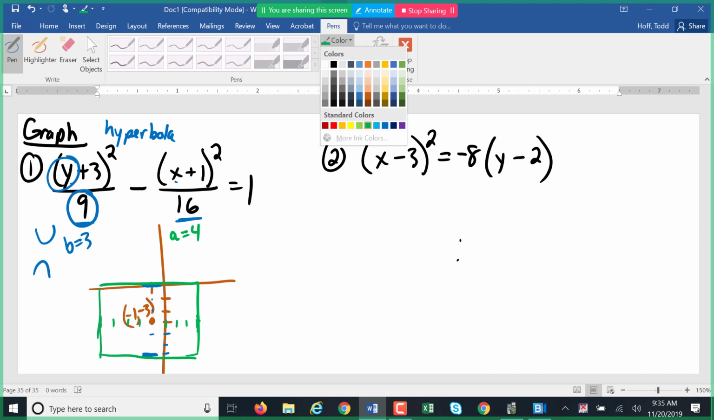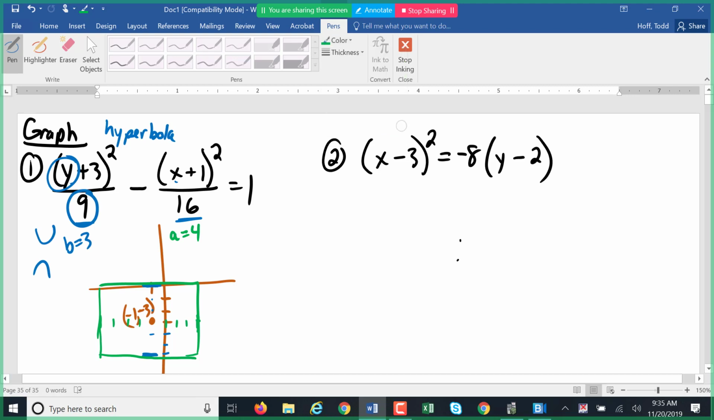Now at this point, we know where the vertices are. One vertex, since this opens vertically, is on the top of the box there. That's going to be at negative 1, 0. The other vertex is at the bottom of the box here. That's at negative 1, negative 6.